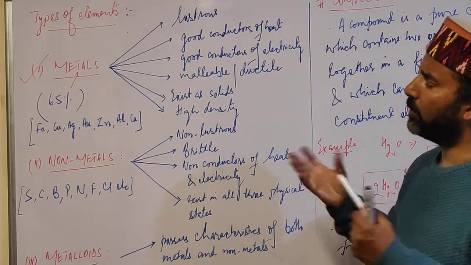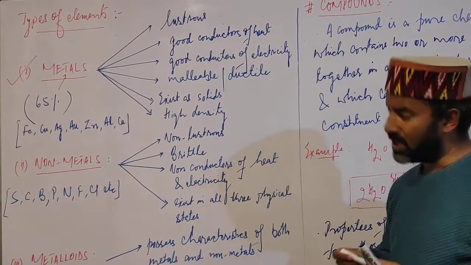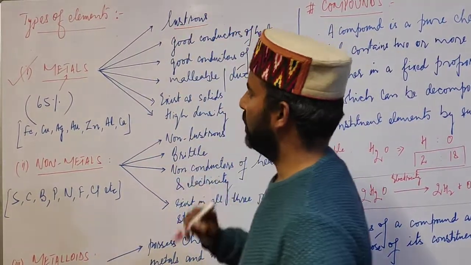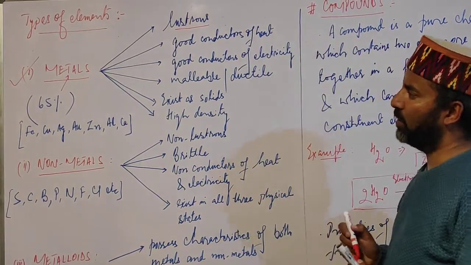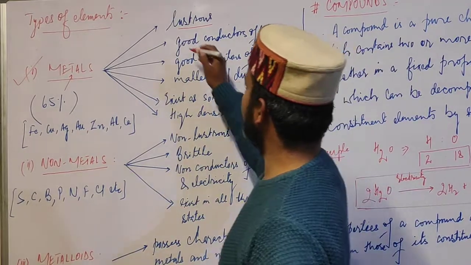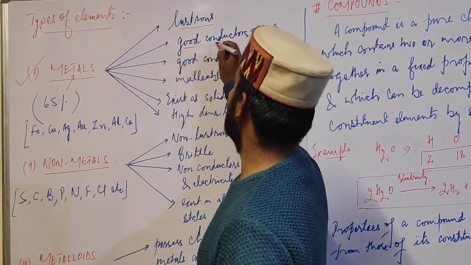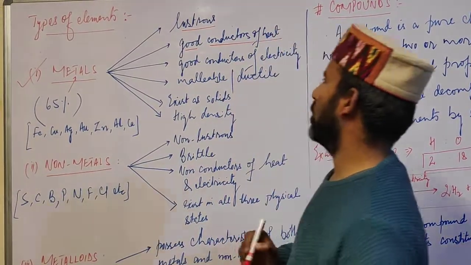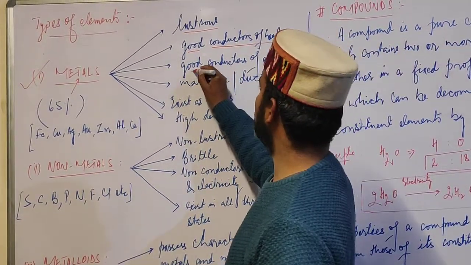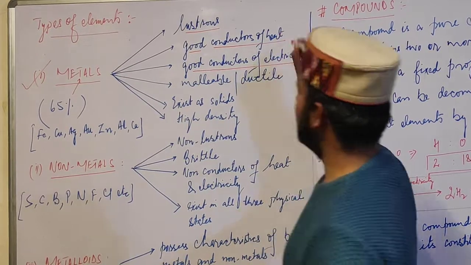Metals होता क्या है या metals होते क्या है? So, students, elements which possess luster, means which can reflect light and thus have shiny appearance. And secondly, metals are those elements which are good conductors of heat. Then they are good conductors of electricity.